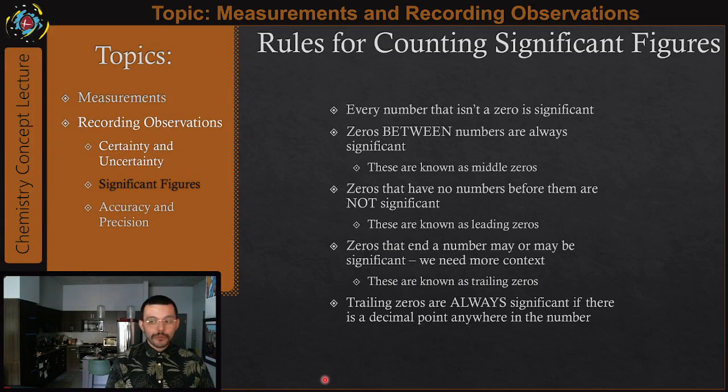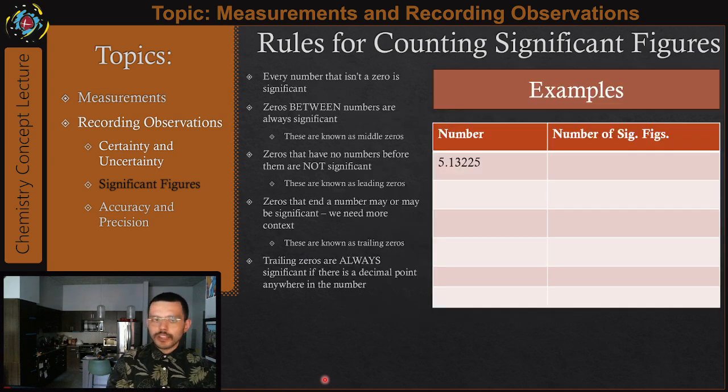Because of that, we do have rules. Every number that isn't a zero is significant. Zeros between numbers are always significant. These are known as middle zeros. Zeros that have no numbers before them are not significant. These are known as leading zeros. Zeros that end at a number may or may not be significant. We need more context. So these are known as trailing zeros. And trailing zeros are always significant if there is a decimal point anywhere in the number. These are a lot of rules, and I know that just memorizing them without examples may not help. So we decided to do a couple examples, right?